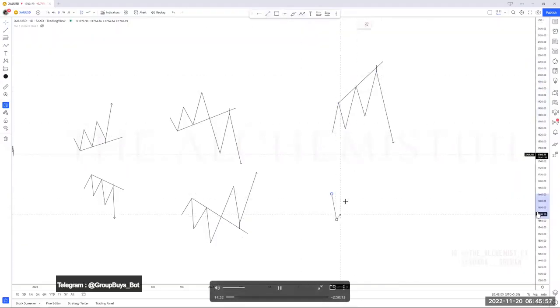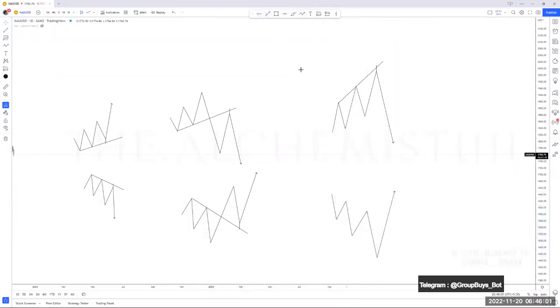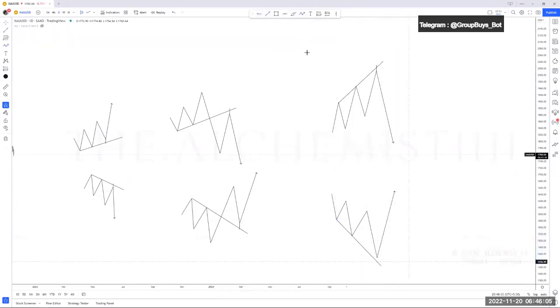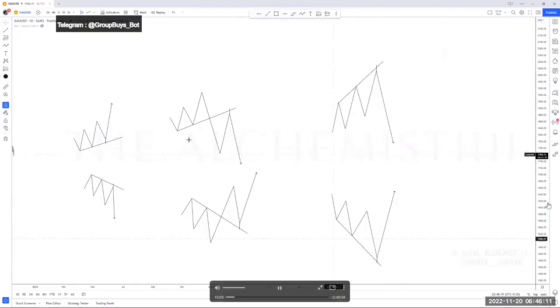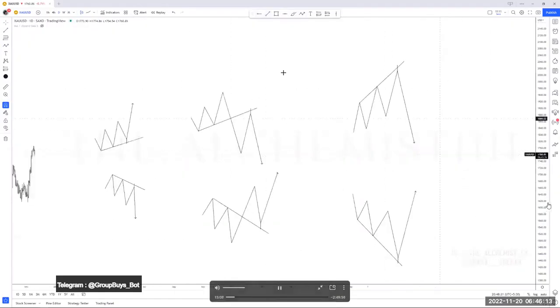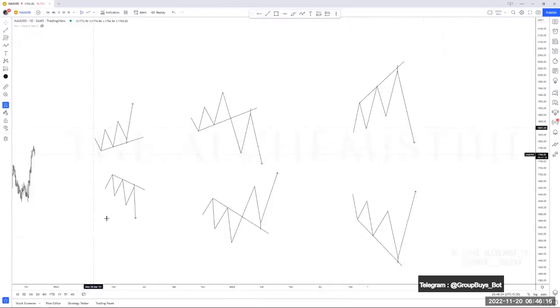And the same thing in here, like this. First touch, second touch, third touch, and then we expect it to fly. This is what we are expecting, but it's not that simple as it seems, because there are some things that you should add into a trend line.